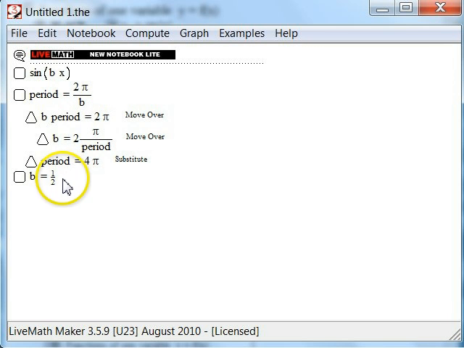Actually, this is kind of nifty at this point, because I can go back and change b to anything I want. B equals 2. The period is pi, right? 2 pi divided by 2. If b is equal to 3, the period is 2 pi divided by 3.